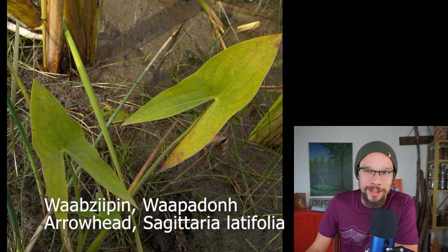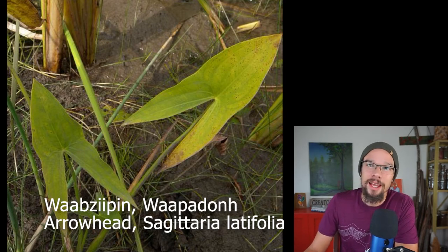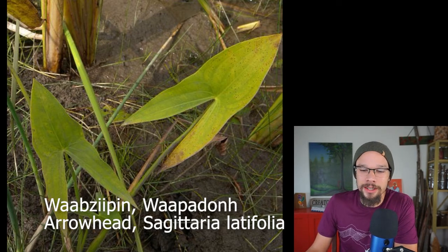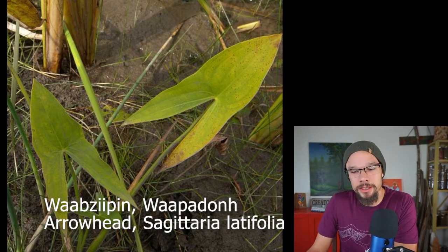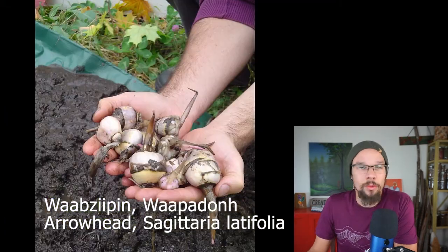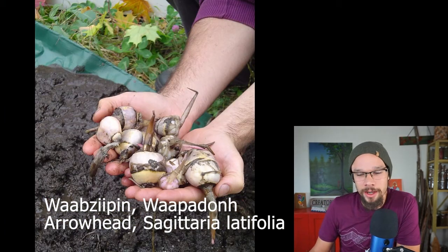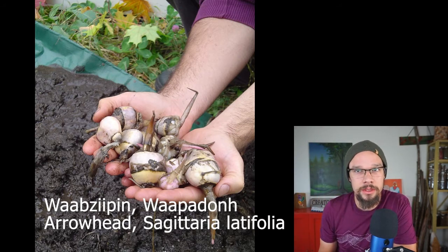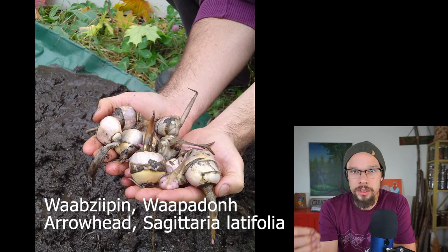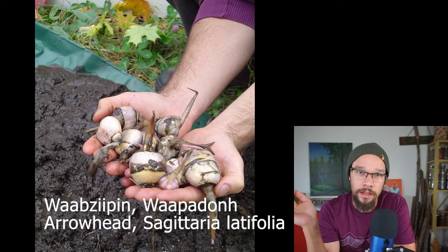This is one of my favorite ideas when it comes to the names of plants. This is actually a name that you say probably almost every day. So what we call it is Waapziipin. Waapziipin is describing the roots of arrowhead. The roots are just like little white potatoes. So they're really, really starchy, and they're used as a food source anywhere and everywhere.